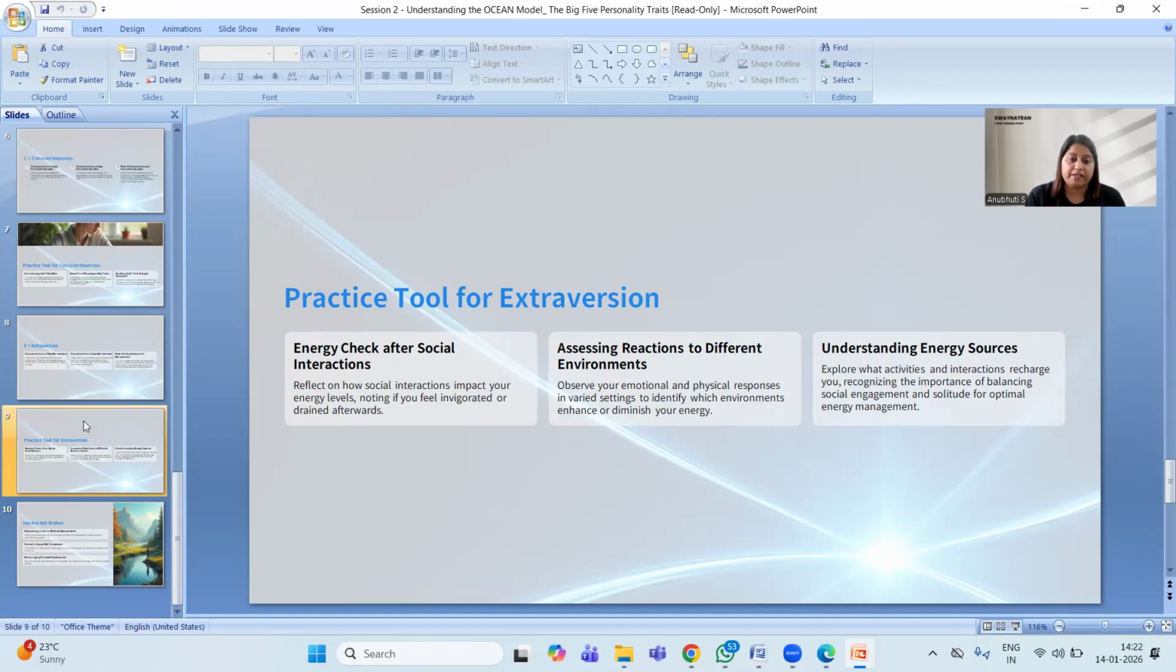Assessing reactions to different environments. Observe your emotional and physical responses in varied settings to identify which environment enhances or diminishes your energy. Understanding energy resources. Explore what activities and interactions recharge you, recognizing the importance of balancing social engagements and solitude for optimal management of energy. So this is something where you have to understand your energy sources.